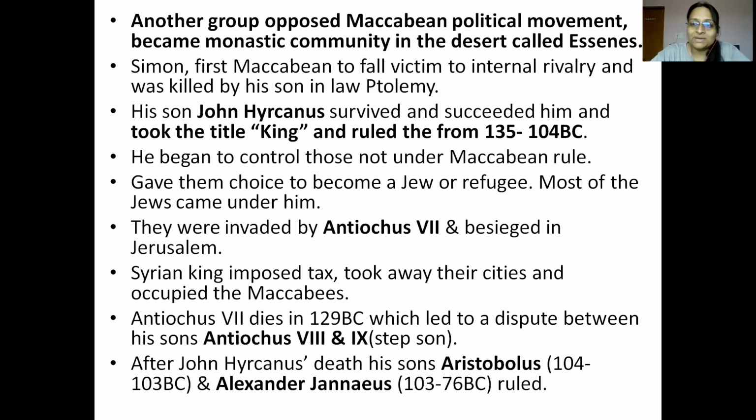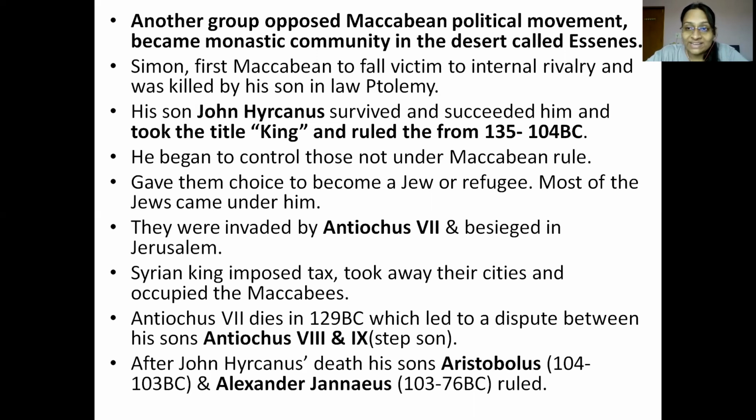If you understand, their names would continue and only the numbers were changed. So Antiochus 7, Antiochus 6, Antiochus 8, Antiochus 9. The generations would continue with the same name, but the numbers would change. So Antiochus 7 died in 129 BC, and this led to a power struggle between his sons, Antiochus 8 and Antiochus 9, who was his stepson.